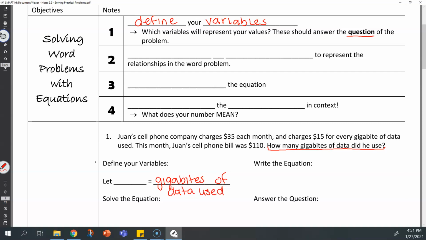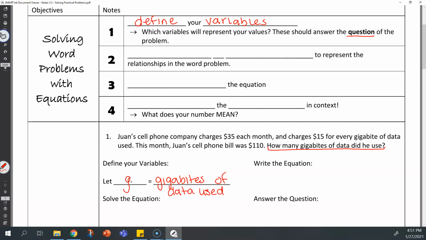Now, you can pick any letter to represent this. Just be careful with letters that look like numbers, like O or a lowercase l. That doesn't really work well because then it gets confusing. Is it a 0? Is it a 1? So I like to pick something that's relevant to the content. I'm going to pick G as my variable. That'll help me remember that it represents the gigabytes that he used.